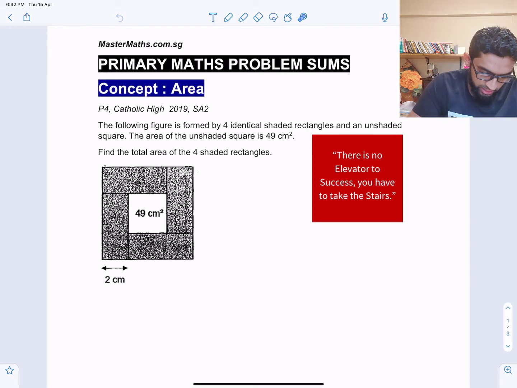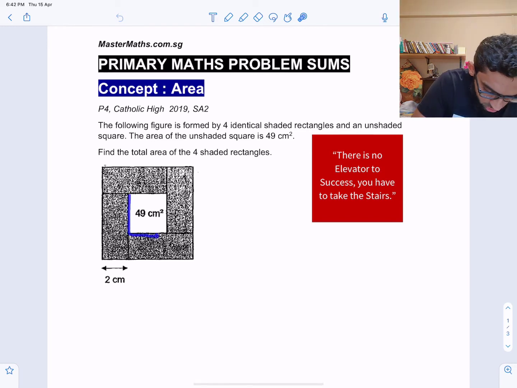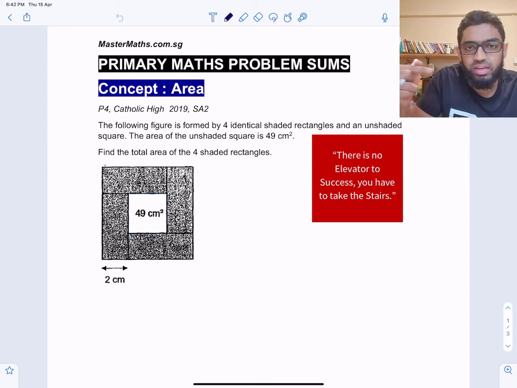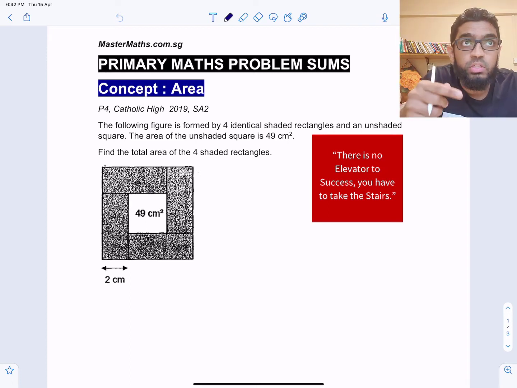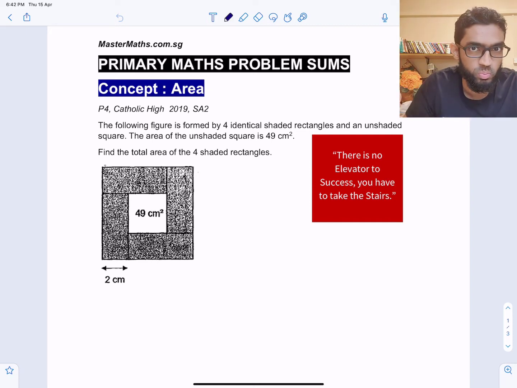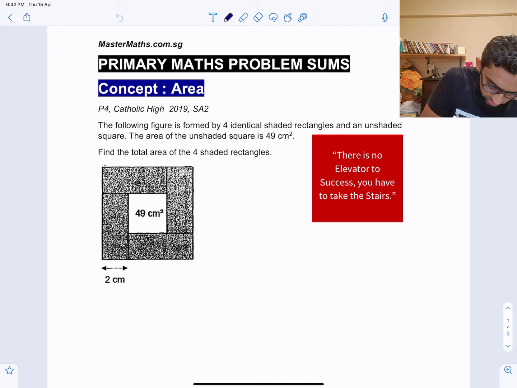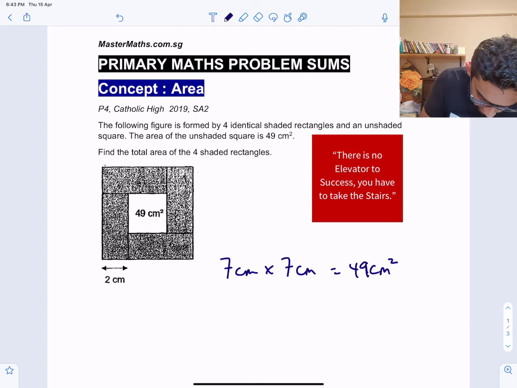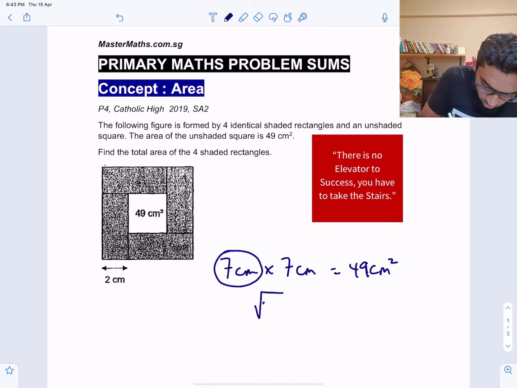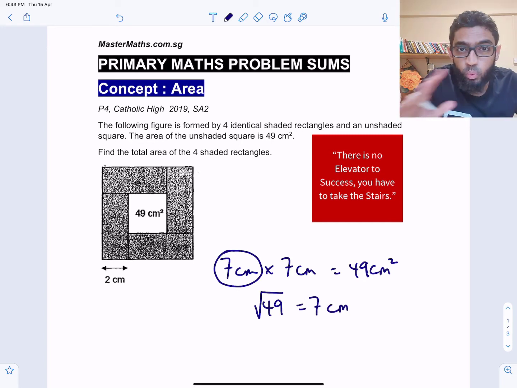Now to do this, we have to focus on this square here. So we need to ask ourselves, for the square, length and breadth are exactly the same. And the area of the square is length times breadth. So what times what is 49? That is the question we must ask ourselves. It's actually 7 by 7, right? You need to be good in your times table as well to be able to do this quickly. Of course, to get 7 cm, we can also do this step: square root of 49. We still get 7 cm. Either way is fine.